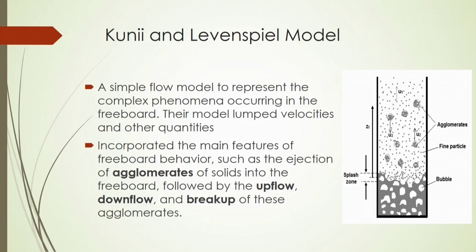They considered agglomerates, the upflow of the solids, the breakup phenomena of the agglomerates, and how the ejection of the solid agglomerates will take place. All these things they incorporated. So, they incorporated the main features of freeboard behavior, such as the ejection of agglomerates of solids into the freeboard, followed by the upflow or downflow and the breakup of these agglomerates.